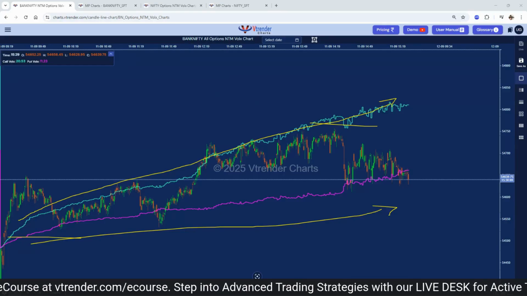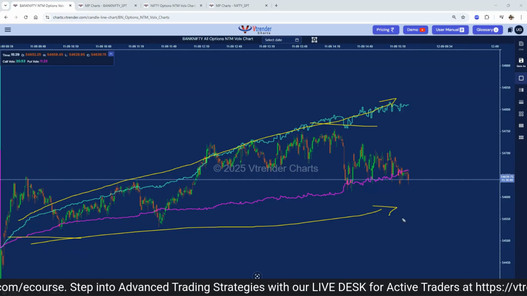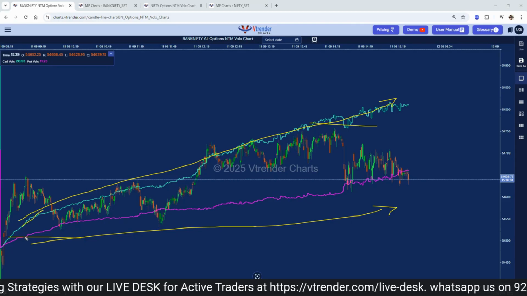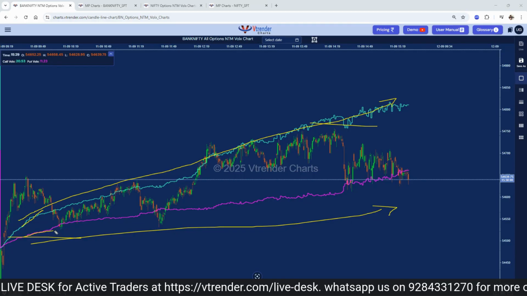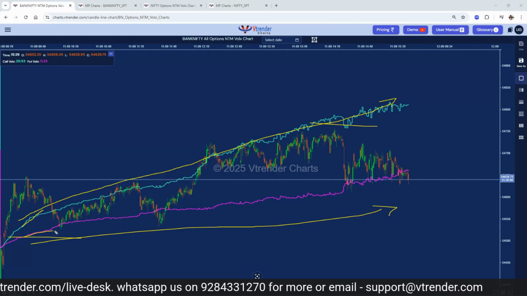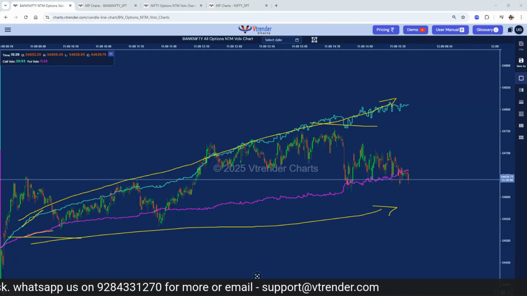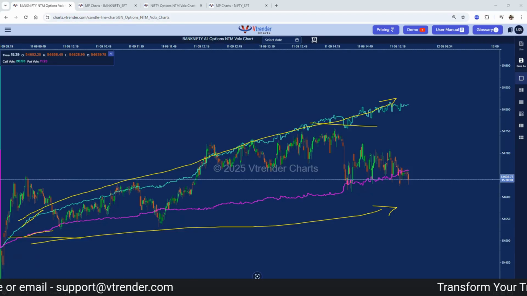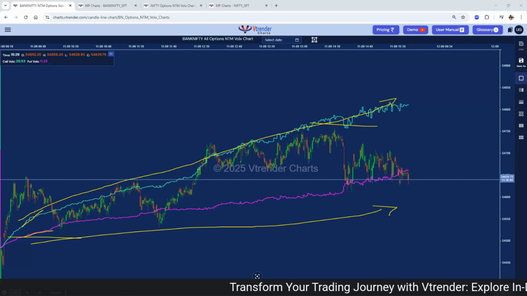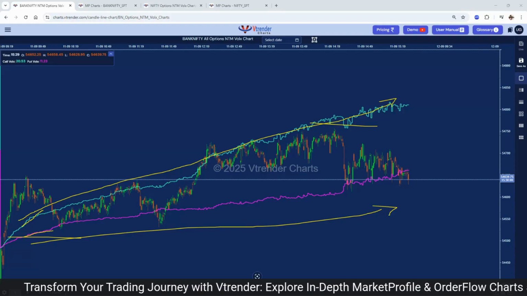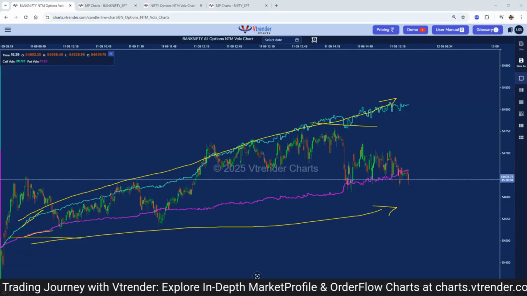So just to make a quick review of the elements in the NTM chart: the CE volume is the blue line, the PE volume is the purple line. The blue line represents demand, the buy side pressure, and the purple line represents supply, the sell side pressure. So when the blue gets above the purple, it is telling us the demand is overpowering supply, so we can expect the price to rise. And vice versa, when the purple gets above the blue, it tells us that supply is dominant, so the price is likely to fall.